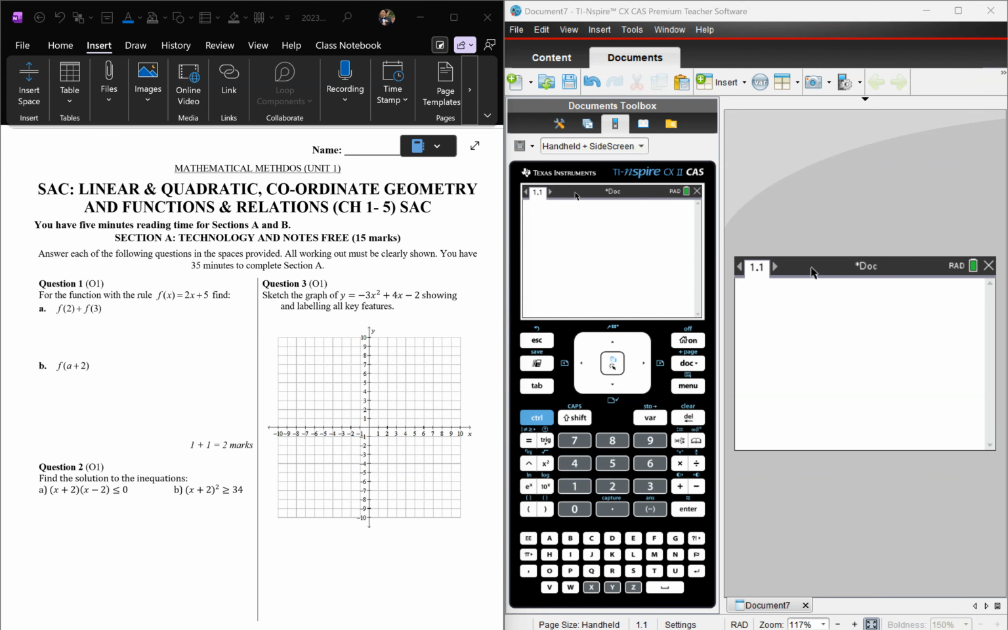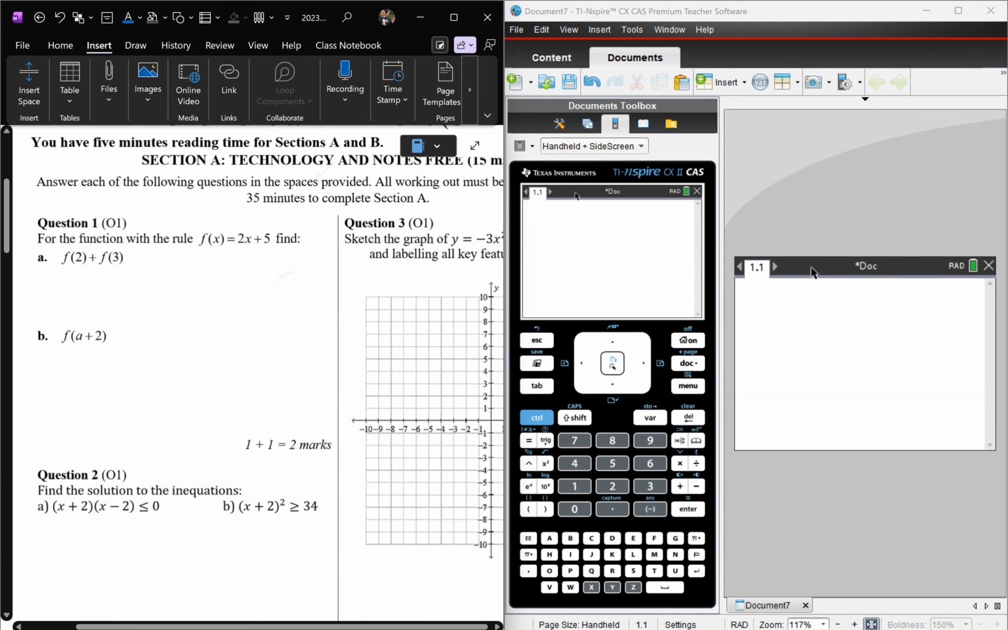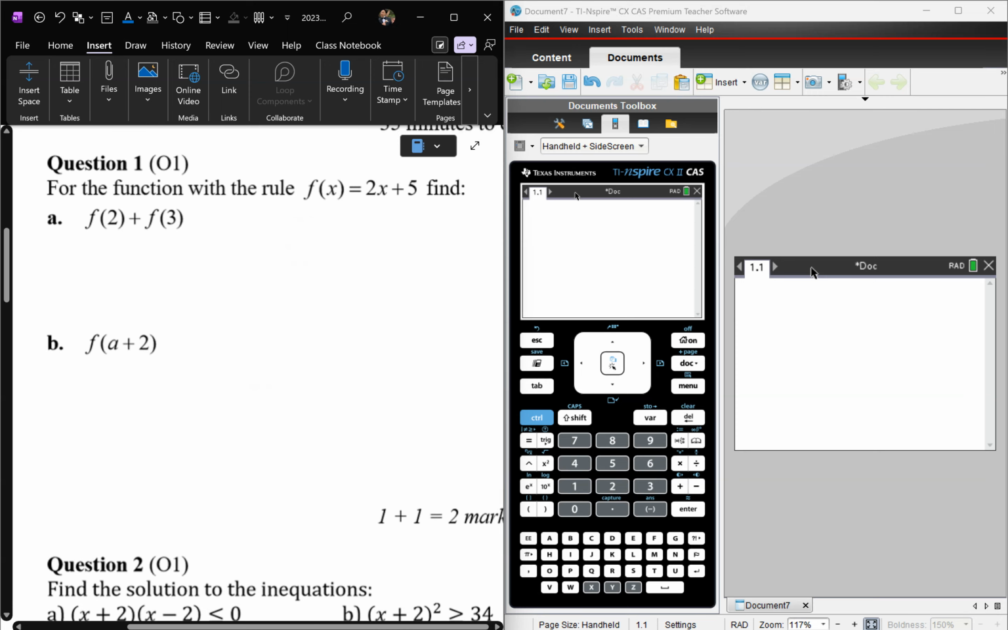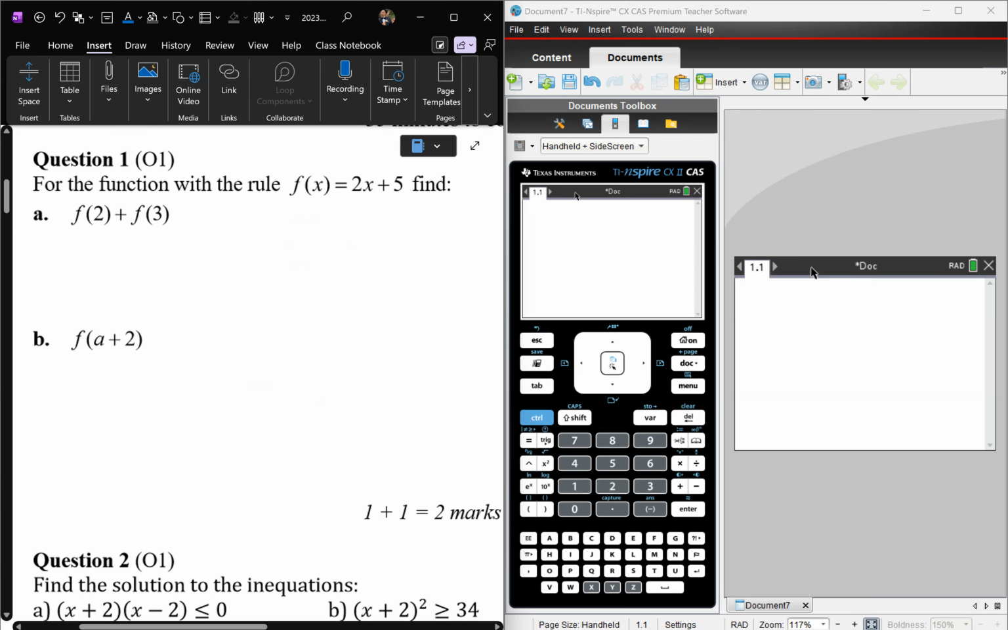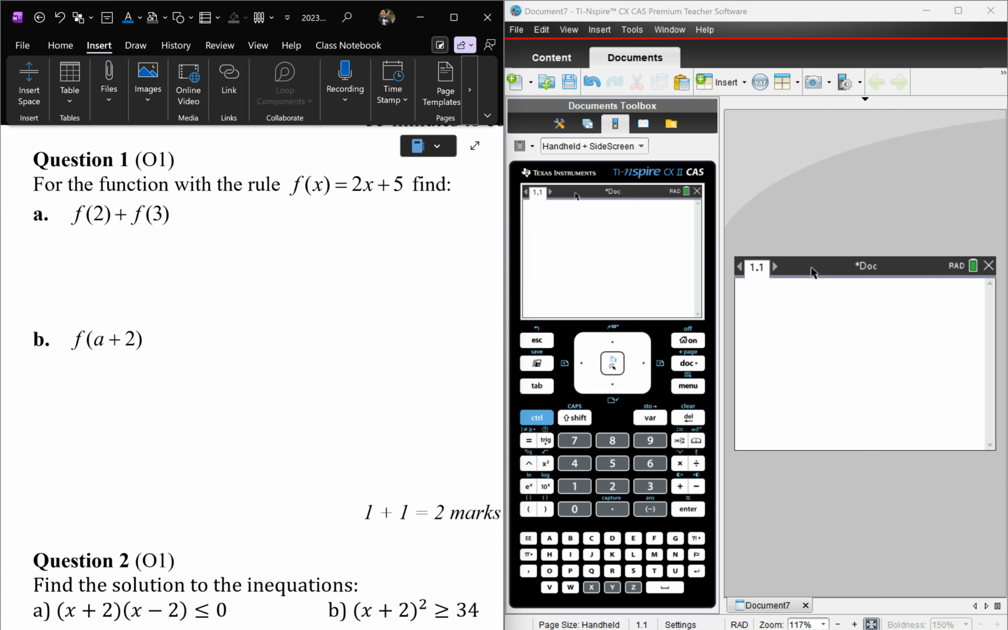All right, let's have a look at the first question over here. We are looking at the function with the rule 2x plus 5. The reason it's an f of x is that it's easier to compute on your CAS. One of the first things I taught you was define.